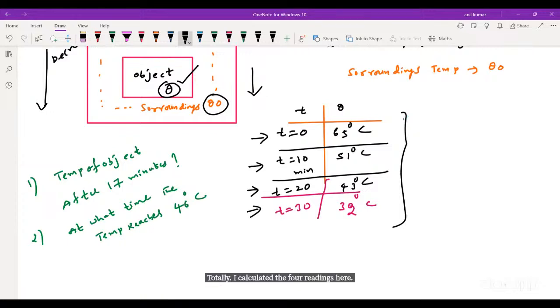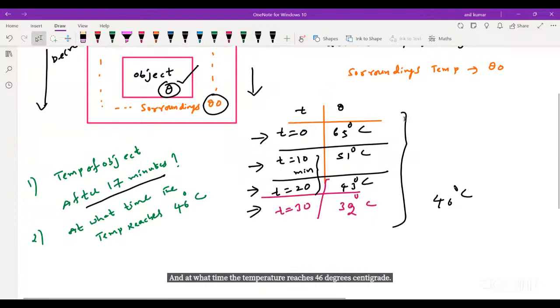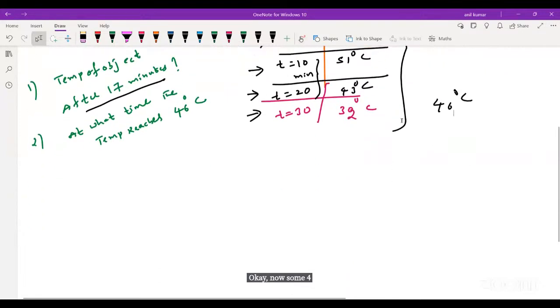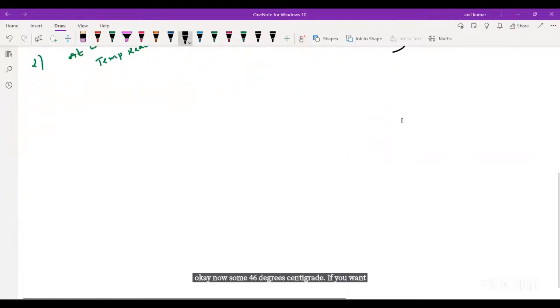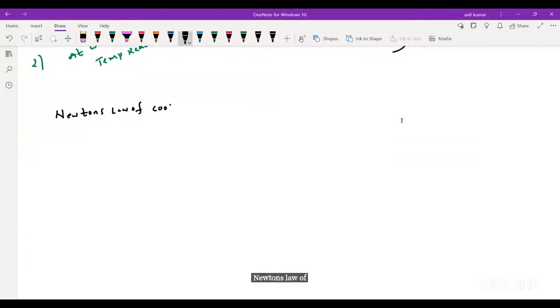Now the question is, what is the temperature of the object after 17 minutes? If you see, 17 is not available in the table in my readings. And at what time does the temperature reach 46 degrees centigrade? Here, I have 2 questions. After a certain time, what is the temperature? At what time does the temperature reach 46 degrees centigrade? If you want to answer these questions, we are going to depend on Newton's law of cooling.